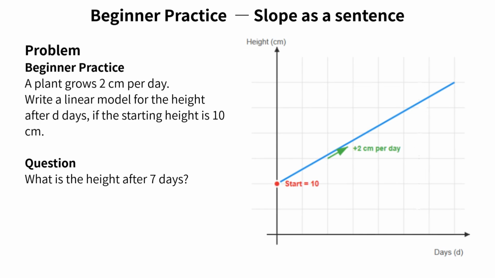Here's your beginner practice. A plant starts at 10 centimeters and grows by 2 centimeters each day. What will the height be after 7 days? You have 60 seconds to think, no need to pause.